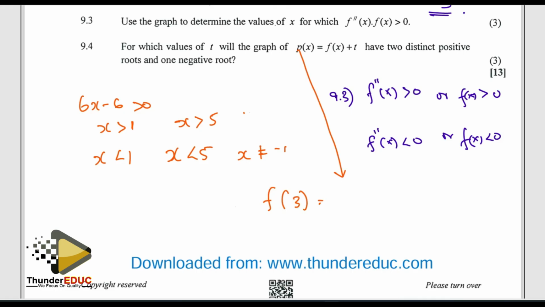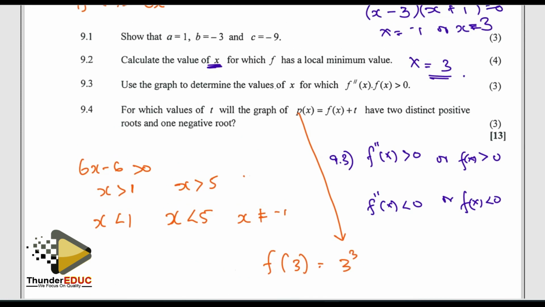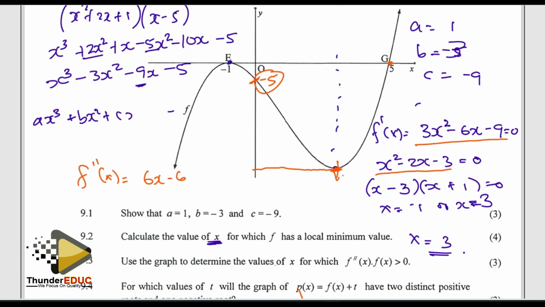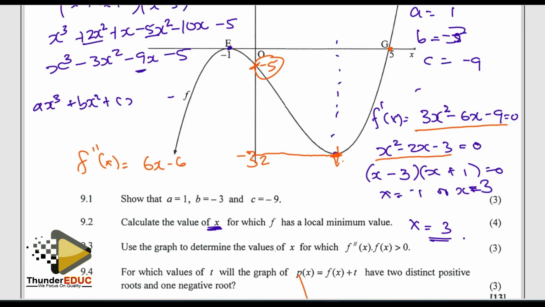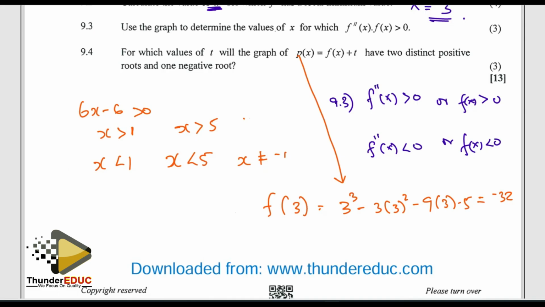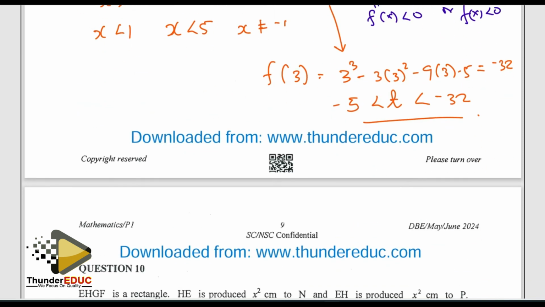What is f of 3? That's going to be 3 cubed minus 3 times 3 squared minus 9 times 3 minus 5. This gives me negative 32. So this graph must be moved between negative 32 and negative 5 upwards, because if it goes beyond or below that, then we're going to have something different. So I'm going to say negative 32 is less than t, which is less than negative 5. Okay, so that's question number 9.